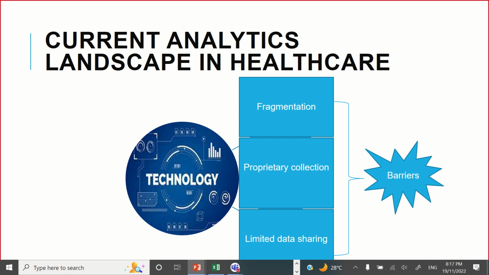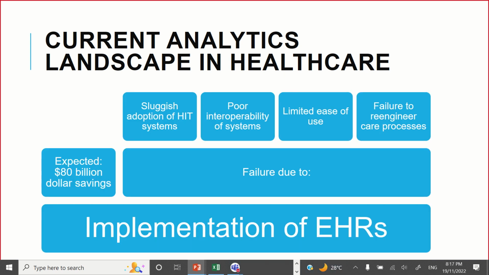So all of these are barriers to having an appropriate inclusion of technology or data from the technology. The expectation was, when we have the electronic healthcare records, we will definitely have seamless access to data in a timely manner, but that was not the case.